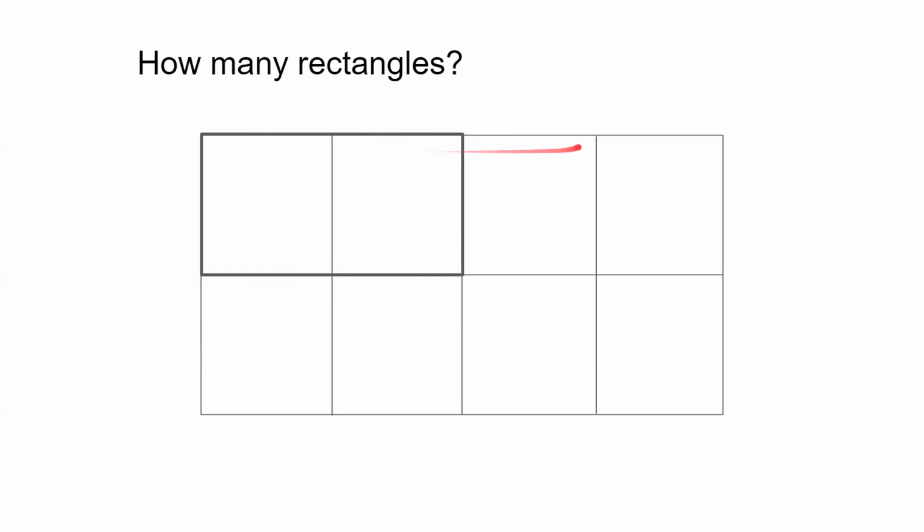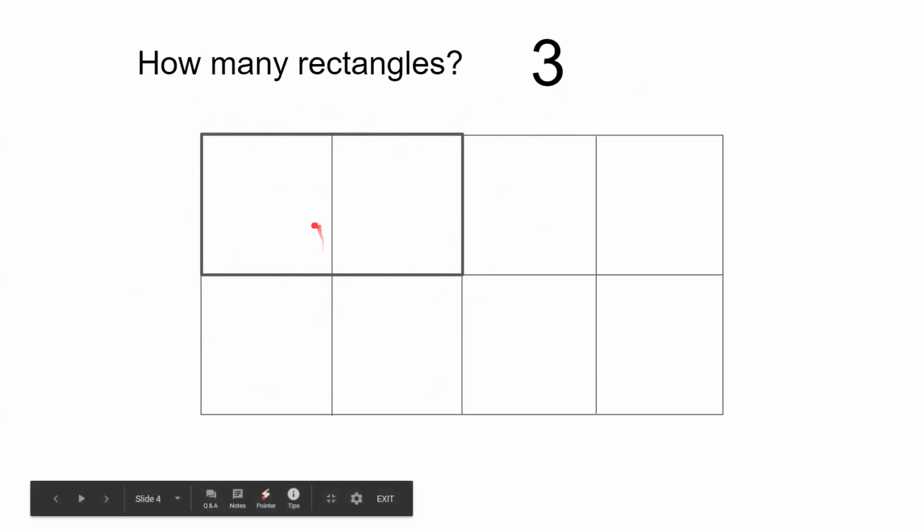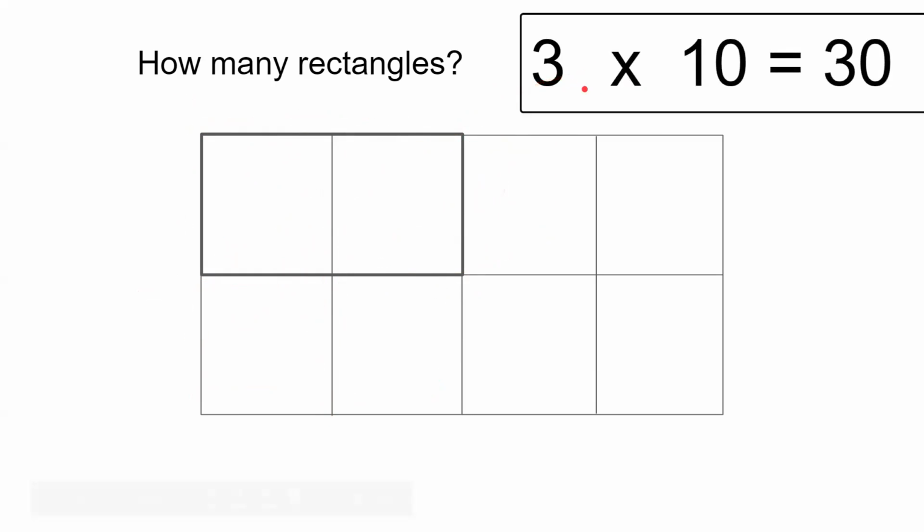It's the same with vertical lines, where there's 5, and you must also choose 2. So 3 choose 2, which is counting the horizontal lines, is just 3, and 5 choose 2 is 10. So like this, you get 3 times 10 is equal to 30, and 30 is the answer.